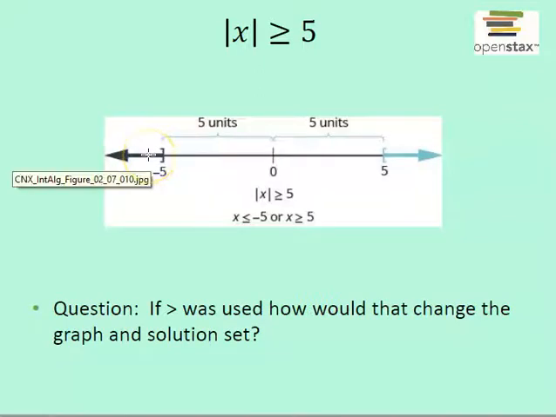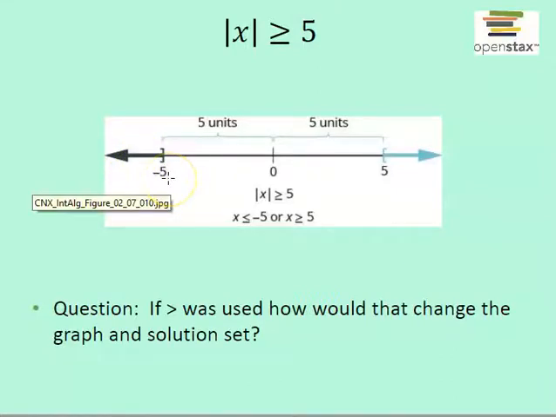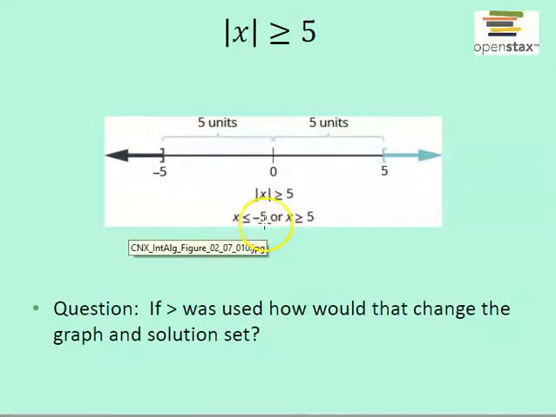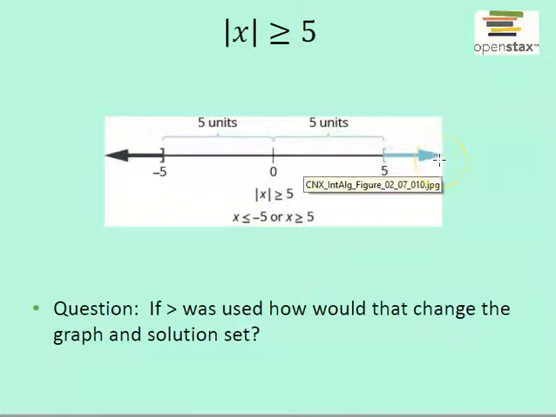So now I have two pieces of my number line shaded, and these two pieces are not overlapping. This is an OR inequality. Down below here, you have that OR inequality written out. Looking at the piece on the left-hand side, this means that x is less than or equal to -5, or on this side, x is greater than or equal to +5. So I could use this graph to write my compound inequality.